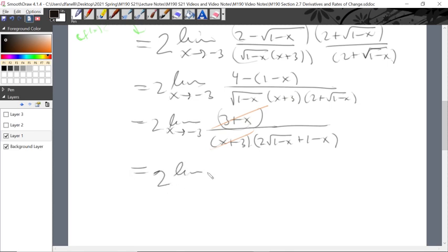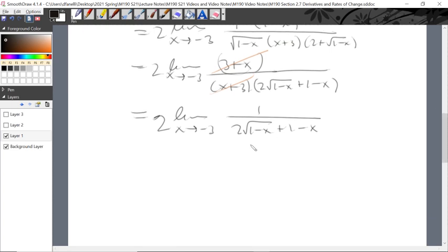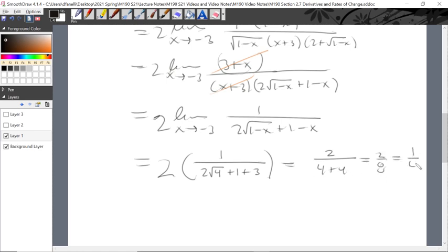So we get 2 times the limit as x approaches -3 of 1 over 2 root 1 minus x plus 1 minus x. Okay, so now the numerator is constant. Let's rerun the limit at this point and see what we get. So we plug in -3. This is going to be the square root of 4. That's fine. And then we're going to get 1 minus -3. So we get 2 times 1 over 2 square root 4 plus 1 plus 3. Okay, so that is what? 2 over 4 plus 4. Okay, that's 2/8, or that is equal to 1/4.